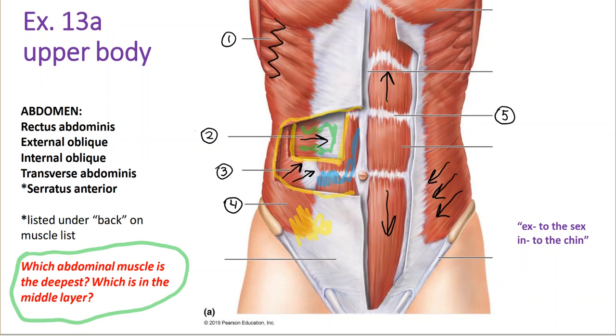And then serratus anterior is a muscle that's listed under the back muscles because it's kind of on the side of your body. But you can see it in the front pictures most often. And so I'll just highlight it right now. This serrated edge of serratus anterior is right there.